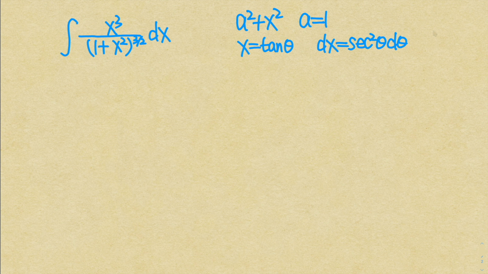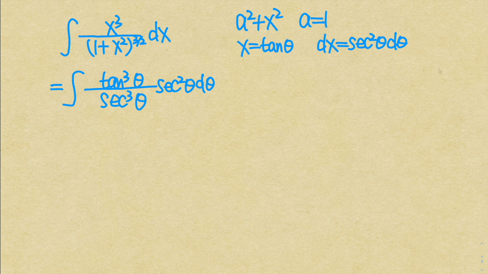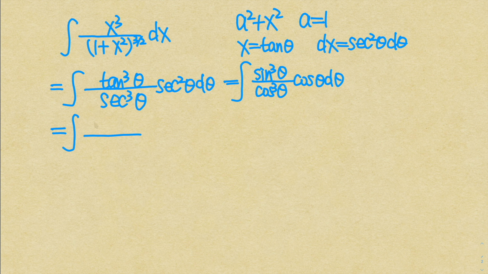So replace x with tangent theta. We will have integral of tangent cubed theta over secant cubed theta times secant squared theta d theta. We know tangent theta equals sine theta over cosine theta, and secant squared theta can be cancelled. So we will have integral of sine cubed theta over cosine cubed theta times cosine theta d theta. And cosine theta can be cancelled. So it turns to be integral of sine cubed theta over cosine squared theta.